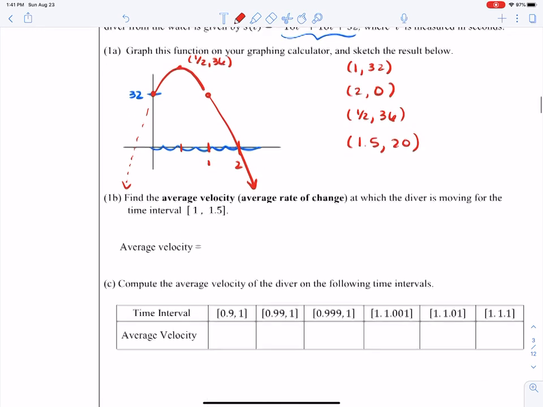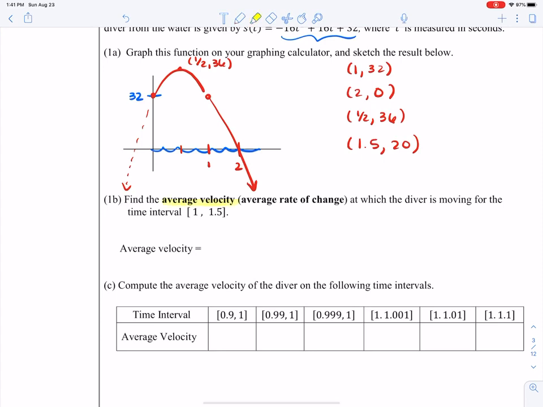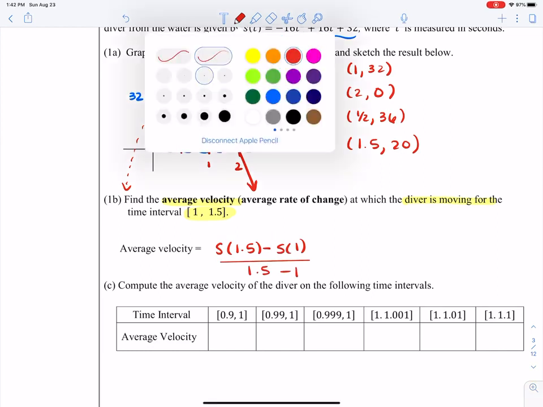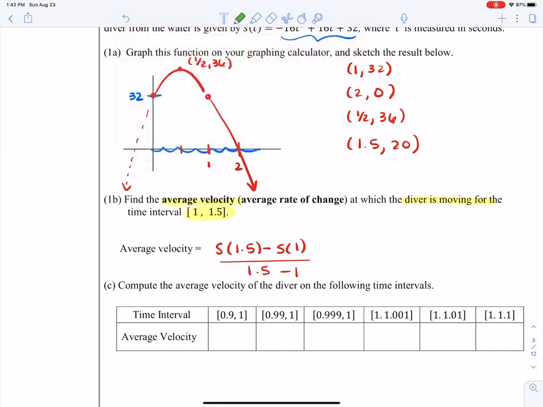So 1B says, I want to find the average velocity at which the diver is moving on this interval. Don't overthink this. We literally want to find S(1.5) minus S(1) over 1.5 minus 1. So essentially, graphically, here is S(1), here is S(1.5). I am finding the average rate of change, the slope of this secant line in between those two points. So that's why we have these values that we've already plugged in.